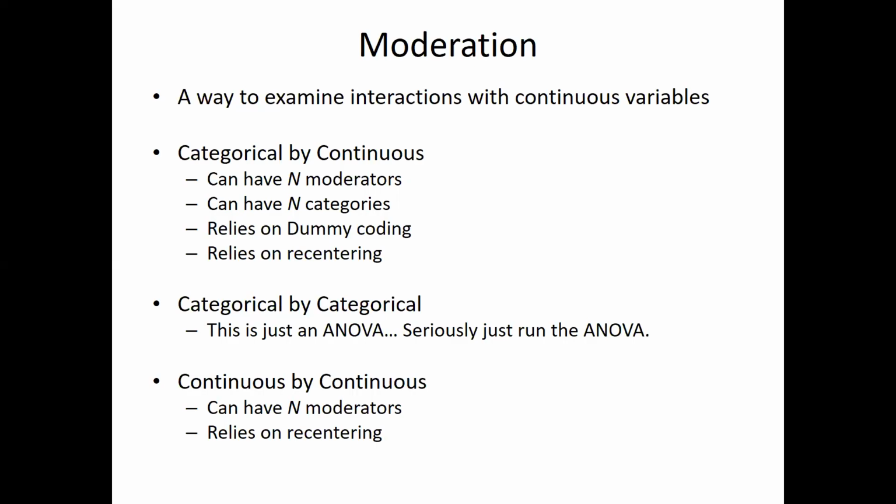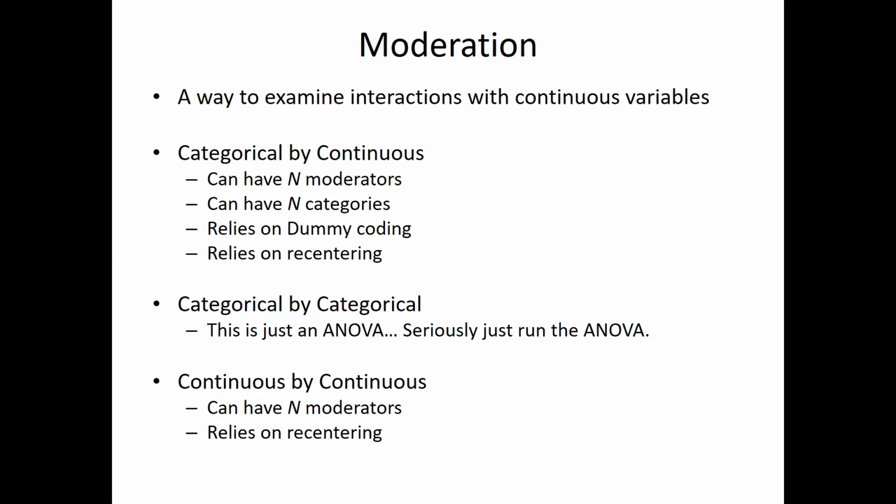But with categorical by continuous, you can also have n number of categories. If you recall, I taught you the basics of dummy coding, at least how to dummy code two groups last month. But you can have an infinite number of categories when it comes to dummy coding, so long as you dummy code them. If you wanted more detail on dummy coding, I'm happy to provide that. That's a little beyond what we're talking about here. But basically, it's just a way to code categorical data into zeros and ones. And then it also relies on recentering. If you recall, we had to take the mean from the continuous variable and then add and subtract a standard deviation to get above or below that mean.